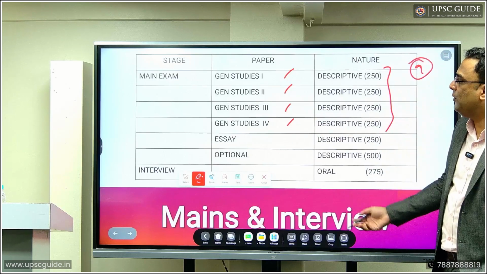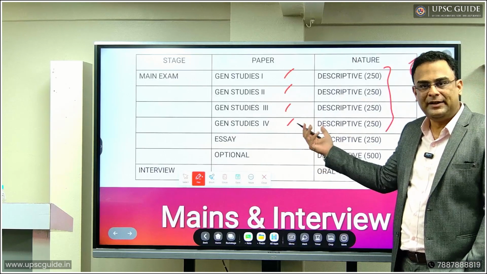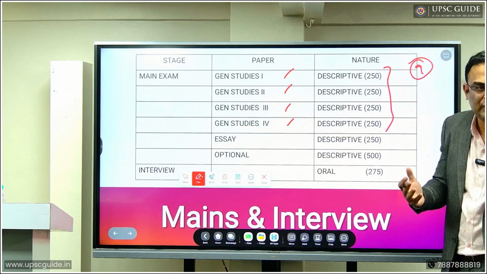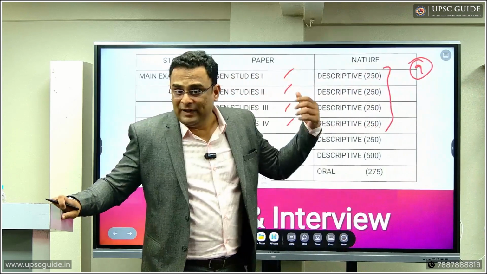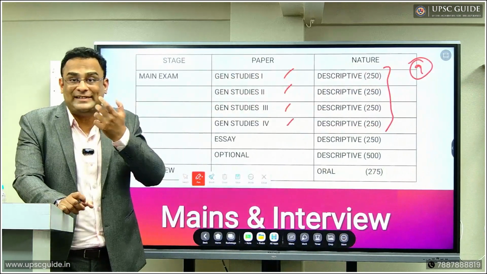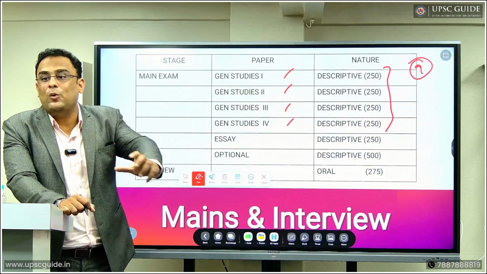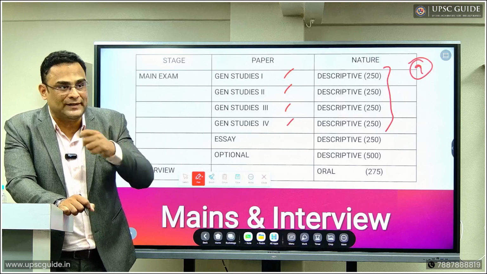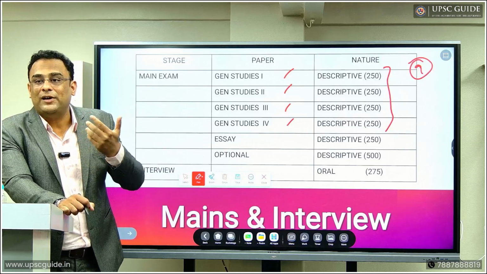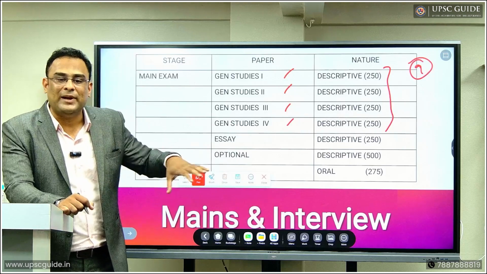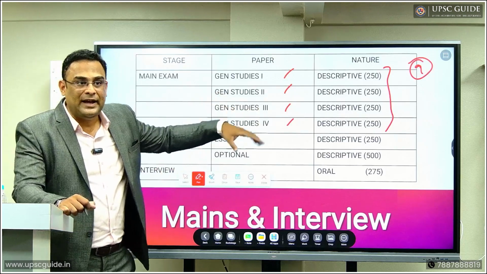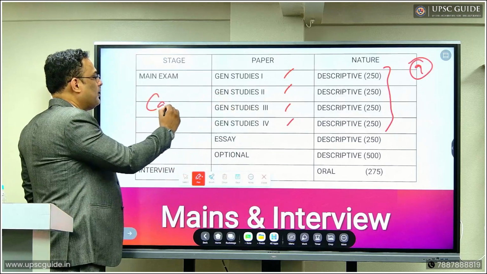And GS paper 4, famous paper, ethics, integrity and aptitude. नीति शास्त्र जिसको हिंदी मराठी में कहा जाता है. GS paper 4 is an interesting paper which tries to assess whether you really have the values, qualities that are expected of an administrator. और इसका तरीका भी बड़ा इंटरेस्टिंग होता है. It is just not a theory paper. It is based on case studies. We'll talk about these things in detail.